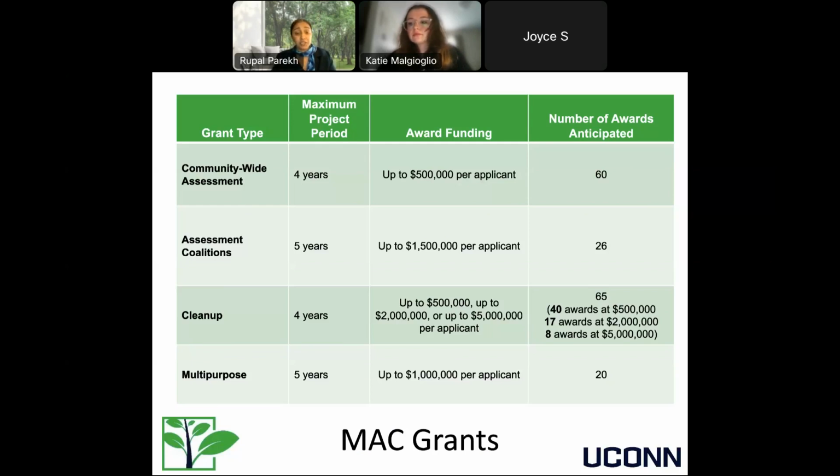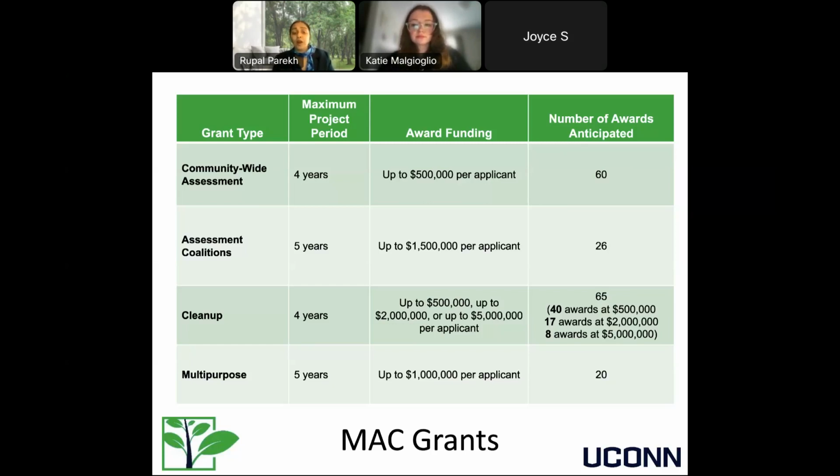Assessment coalition grants include several different partners. They must be led by a state, county government, or regional planning commission. Coalitions can include 2 to 4 communities or nonprofit organizations that don't have the capacity to handle a brownfields grant themselves. As you can see, the maximum project period is 5 years, and it's up to $1.5 million per applicant, and the number of awards anticipated is 26.